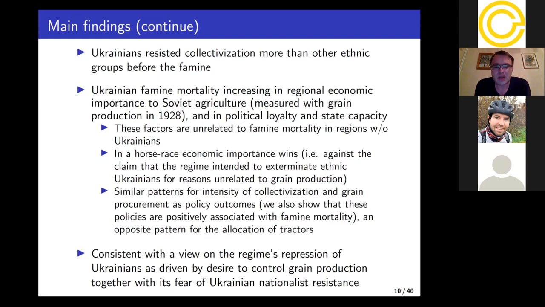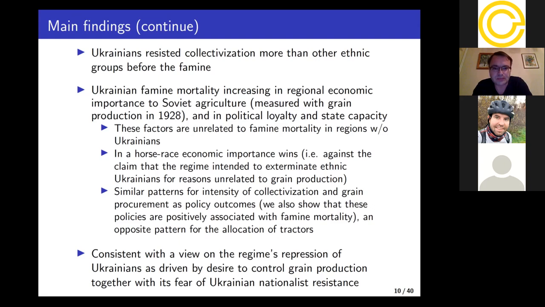We also show an opposite pattern for the allocation of tractors. And I think this is also quite important because this policy was also centrally planned. Larger mechanization was arguably the only positive outcome of collectivization. So we find a very different pattern in allocation of tractors. Ukrainians got them less during the famine.